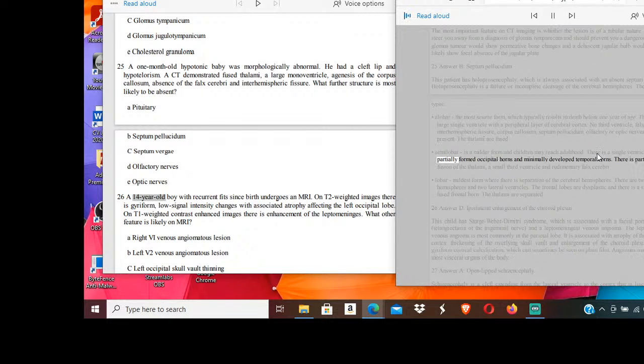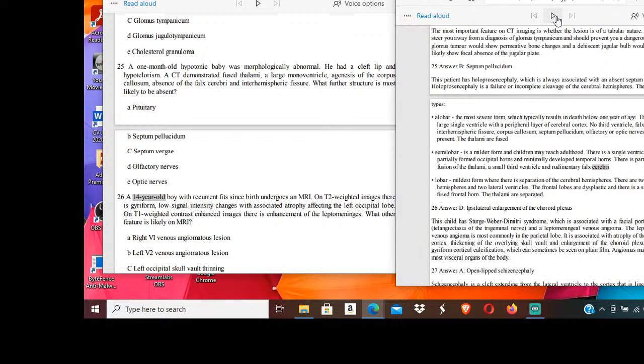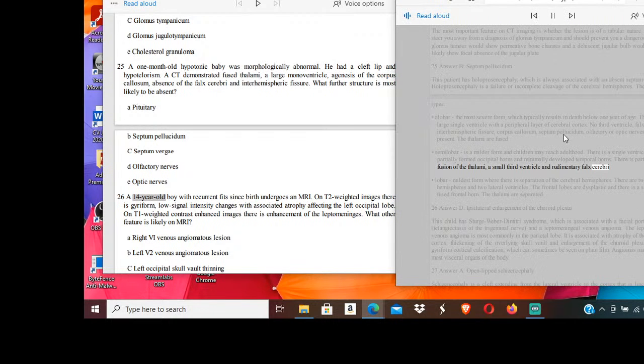There is a single ventricle with partially formed occipital horns and minimally developed temporal horns. There is partial fusion of the thalami, a small third ventricle and rudimentary falx cerebri. Lobar, the mildest form, where there is separation of the cerebral hemispheres. There are 2 cerebral hemispheres and 2 lateral ventricles. The frontal lobes are dysplastic and there is a single fused frontal horn. The thalami are separated.